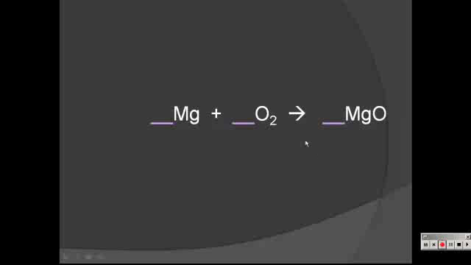The conservation of matter says that I have to have the same amount of matter when I finish the reaction as when I started the reaction. So our goal is to get the same number of atoms for each element on both sides of the arrow. To do this, we need some rules.